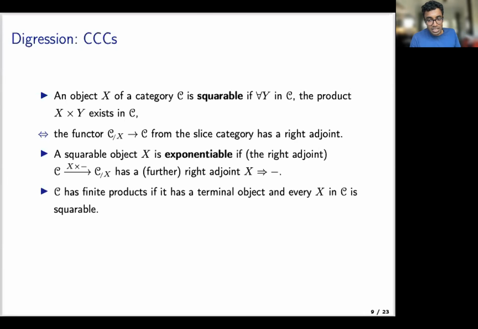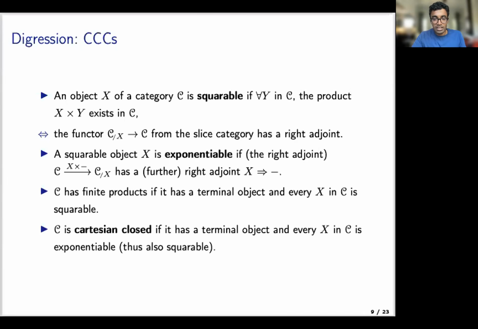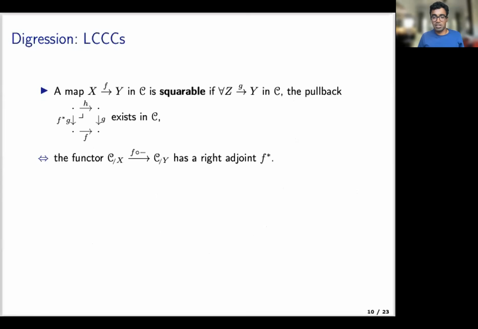And a category has finite products if it has a terminal object and if every object is squareable. And it's Cartesian closed if it has a terminal object and if every object is exponentiable, right? So that's what a Cartesian closed category is. If people have seen this, I'm guessing some of you have seen this, if not most of you. And a map in a category, now this might be something that's a little less familiar, is squareable if all pullbacks along this map exist, right?